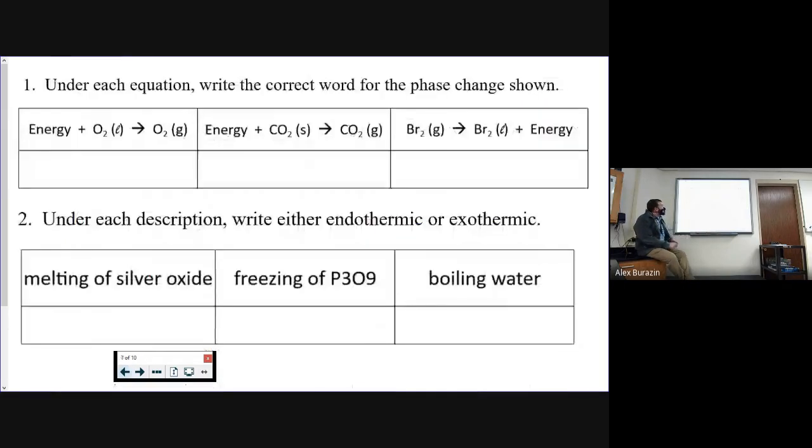Anyway, identify the phase changes. Identify whether they're endo or exo. Go for it. I'll stop yapping at you here for a little bit. See if you can identify what phase change is happening. See if you can identify whether the three processes on number 2 are endo or exo. Go for it.